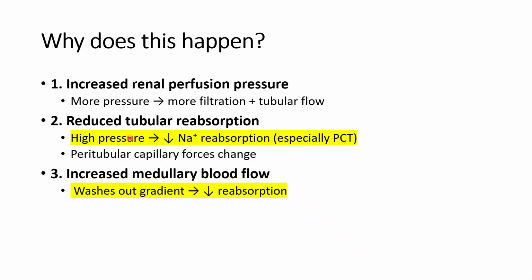The second thing is by reducing the tubular reabsorption at the level of PCT, because this increased hypertension in itself changes the peritubular capillary dynamics that we will see in the incoming slide. And third is as it increases the blood flow in the peritubular capillaries, like we discussed, the slow flow is also essential component of the countercurrent exchange. So if the flow is not slow, it will destroy the gradient, thus decreasing the reabsorption.